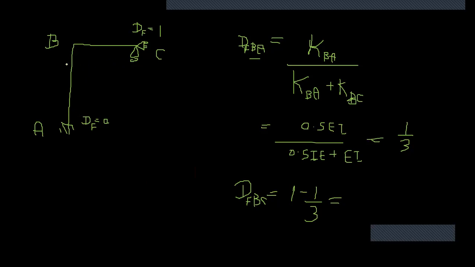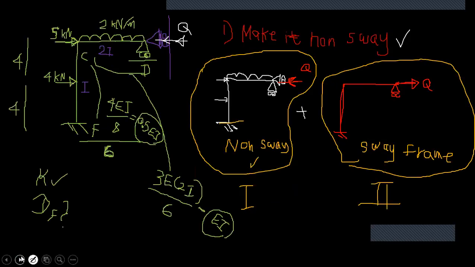So there are only two members, right? Once you determine this, you can just subtract that from 1. So it's going to be 2/3, right? Then I need to consider the fixed end moments. So here I have some loading.